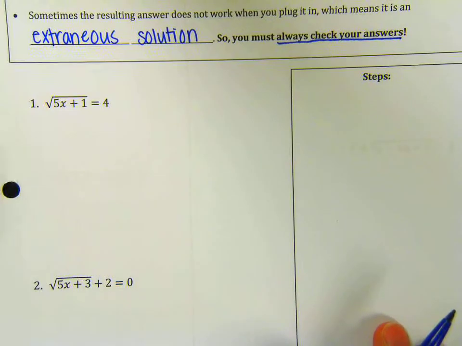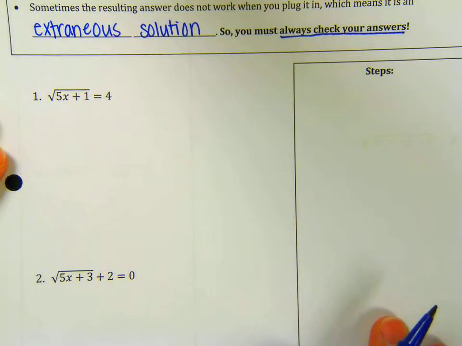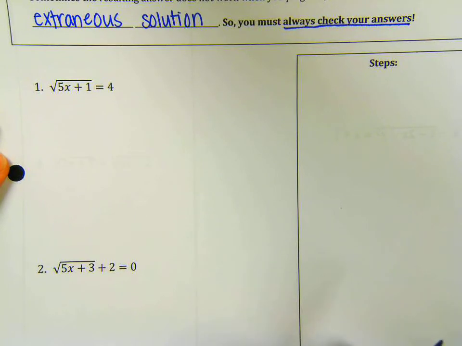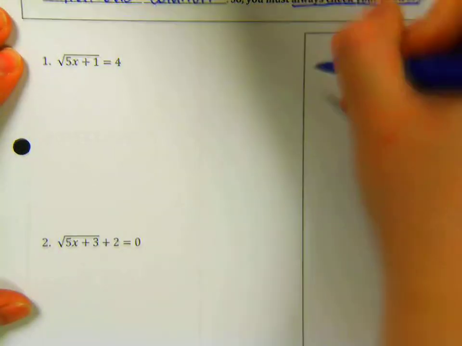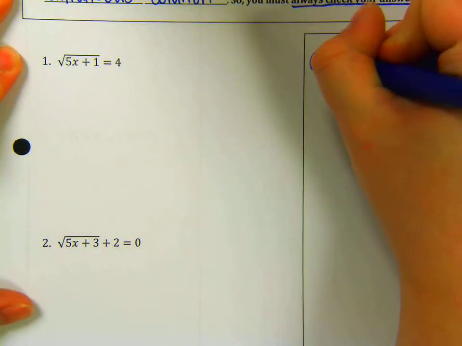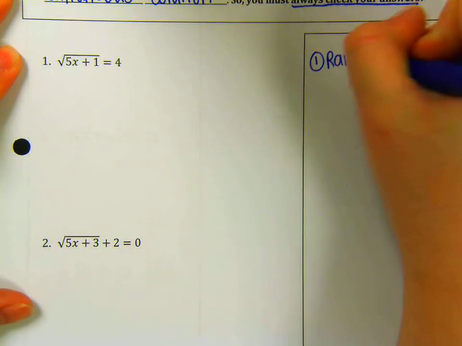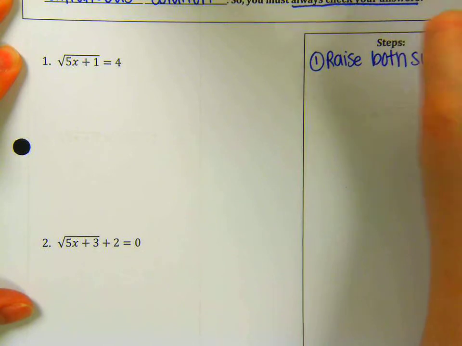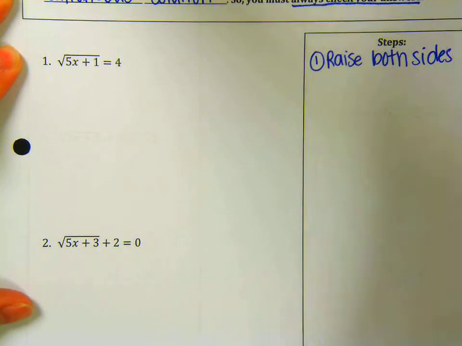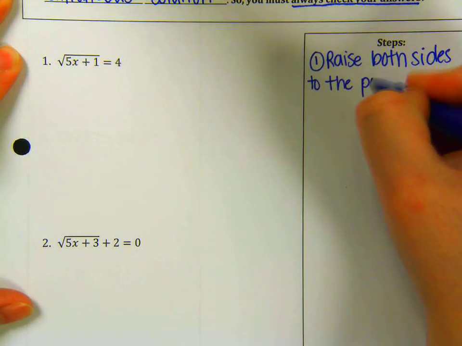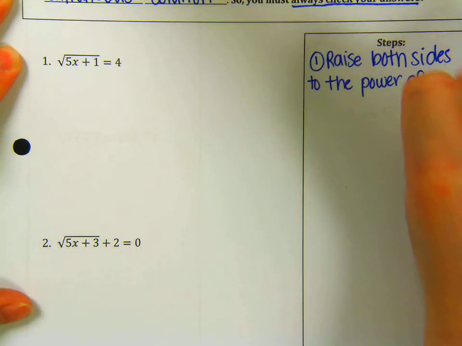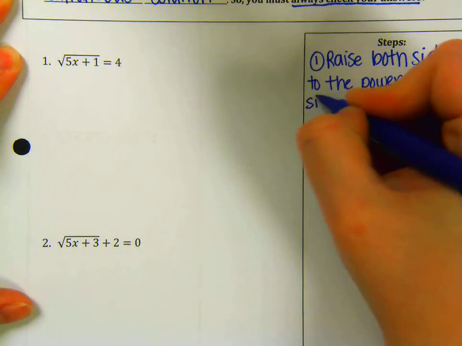Some of these you're going to like. They're pretty straightforward and simple. Some of them are a little more complicated. So for the first one, what is the index of number 1? 2. Good. So if my index is 2, my first step is to raise both sides to the power of 2, since the index is 2.